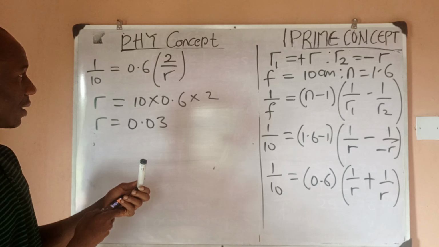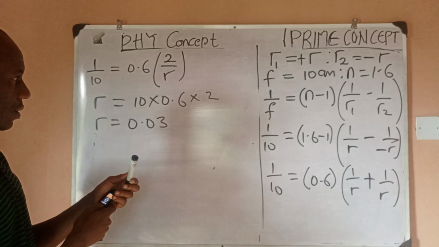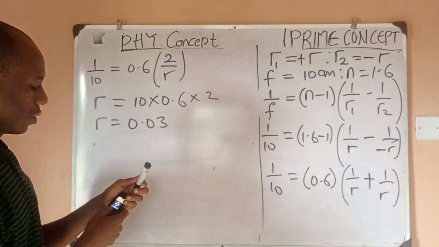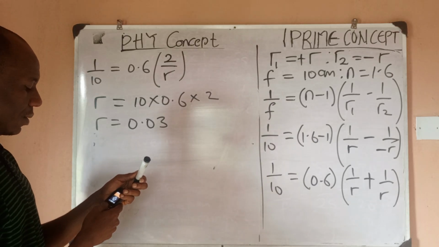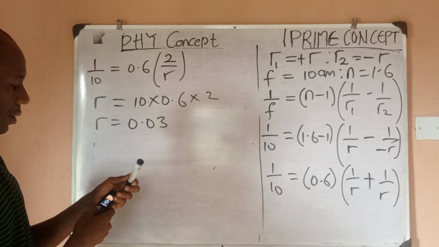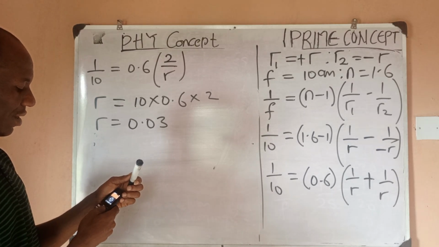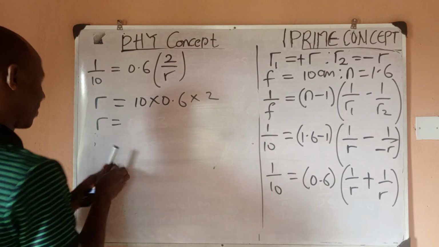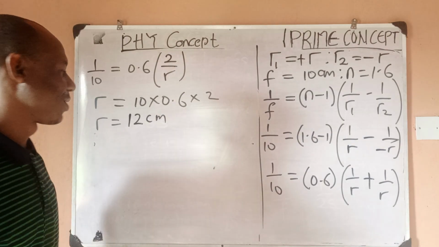Let me do it quickly again. 0.6 times 2 times 10. 0.6 times 20 is giving me 12. I don't know what I punched before. So R is 12 centimeters, because that value was actually very small. So R is 12 centimeters.